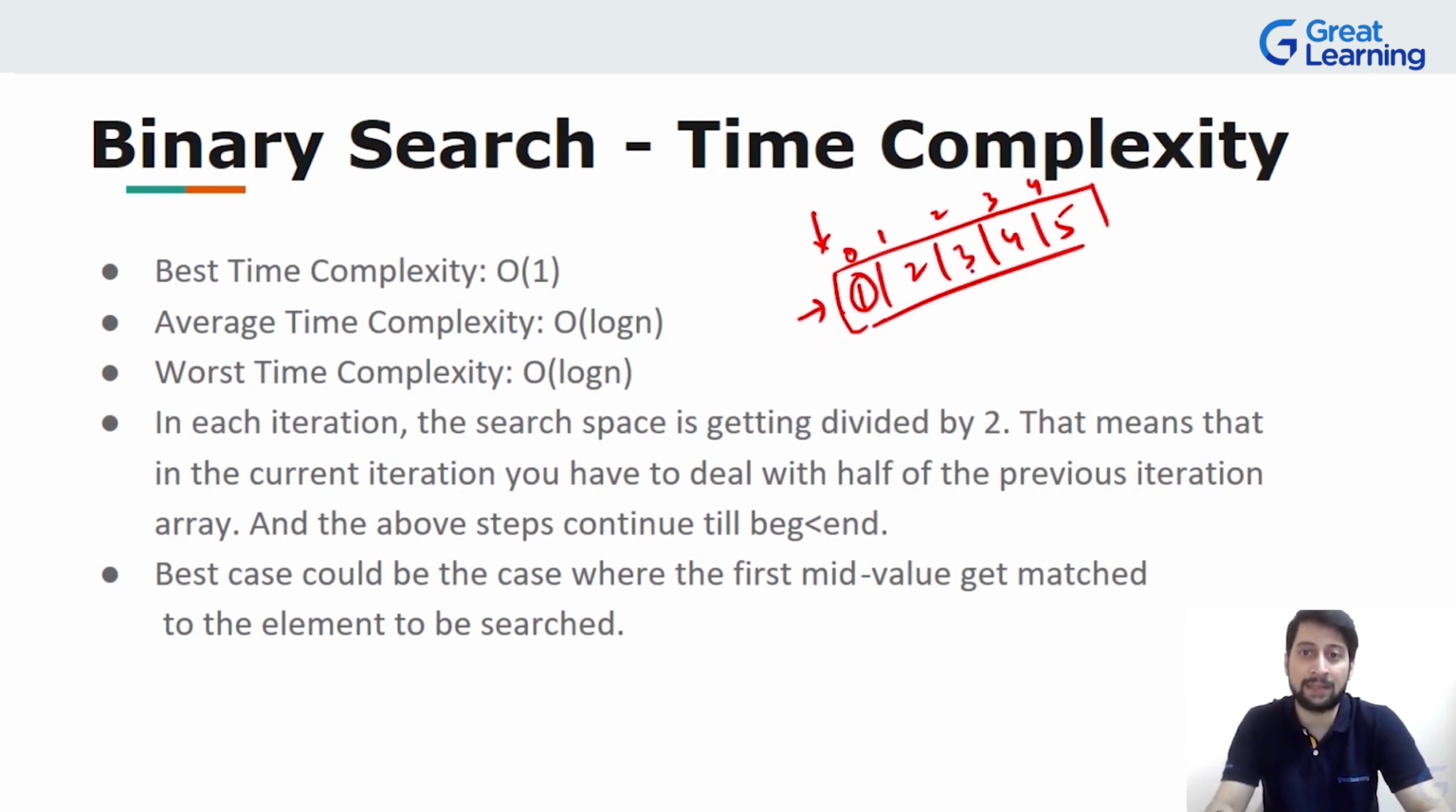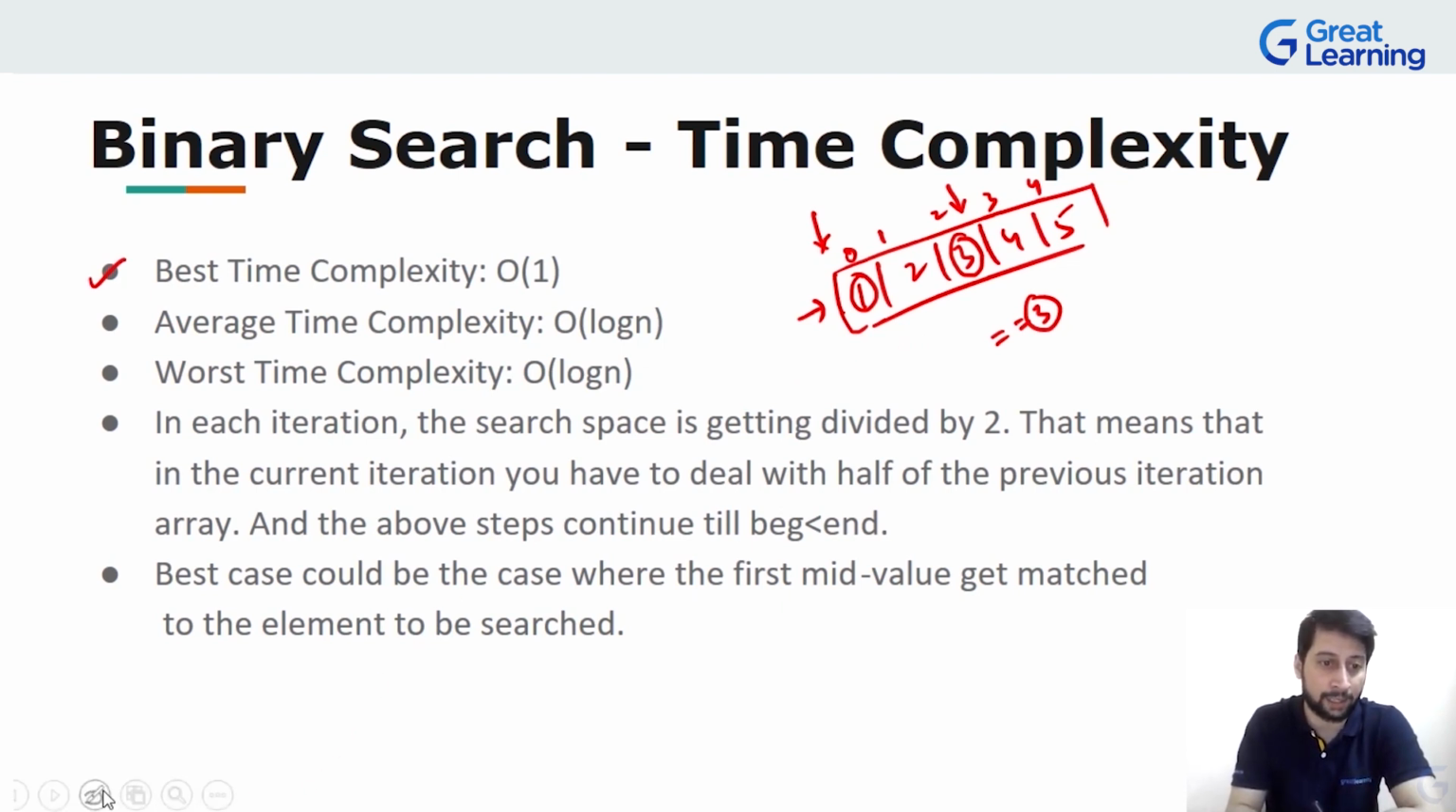But in binary search, the best case scenario is when your middle index is at this location, and you're searching for 3 in the entire array. At that time, this will take a constant amount of time, and this is the best case time complexity in that case. Okay, now in the average case, what happens, right?